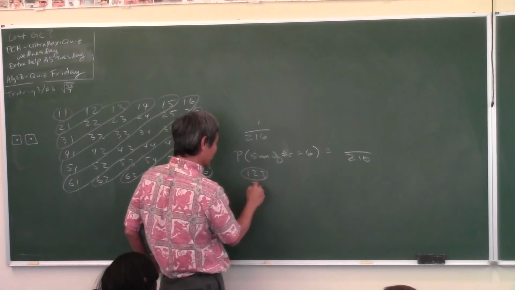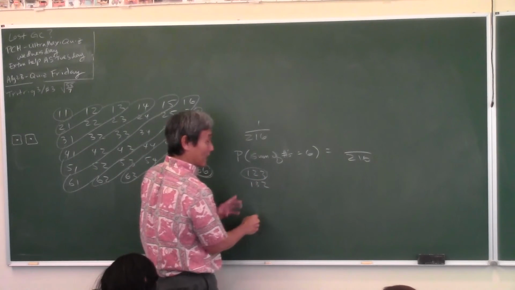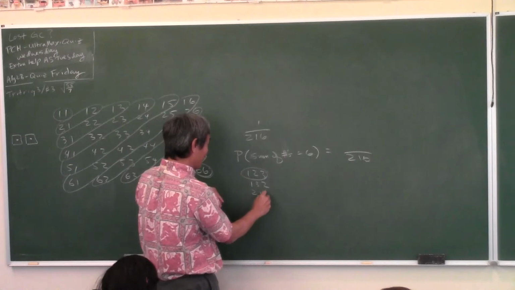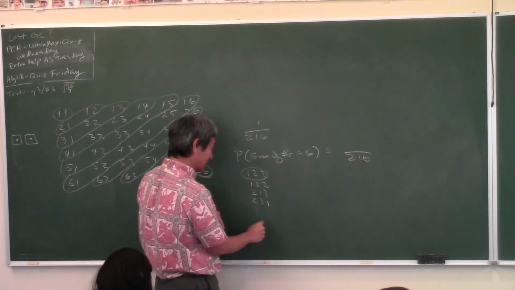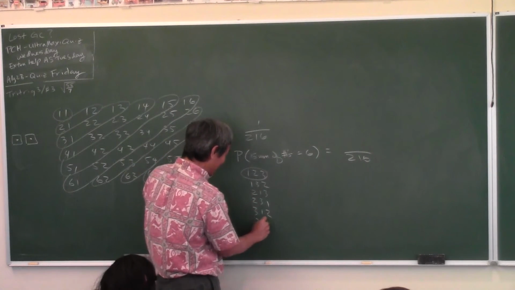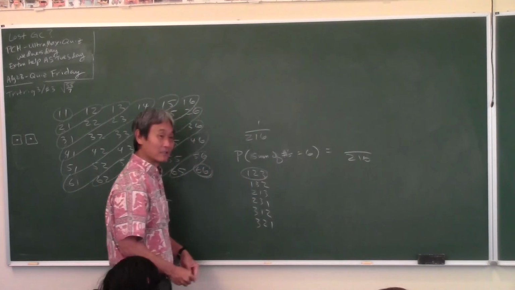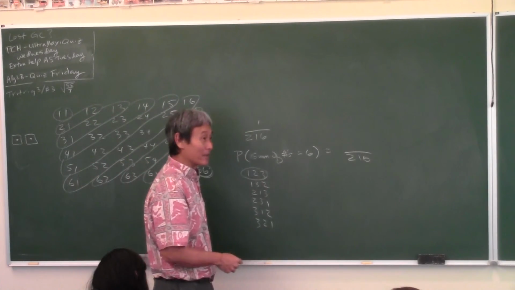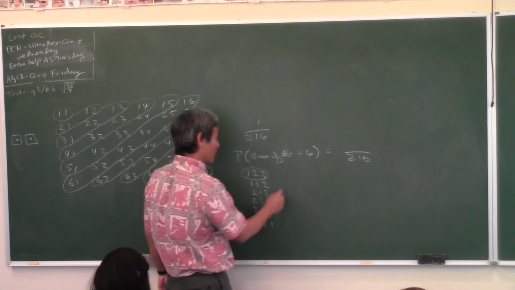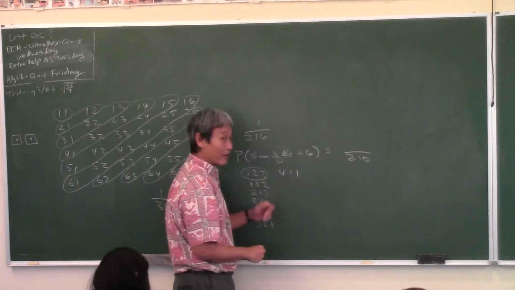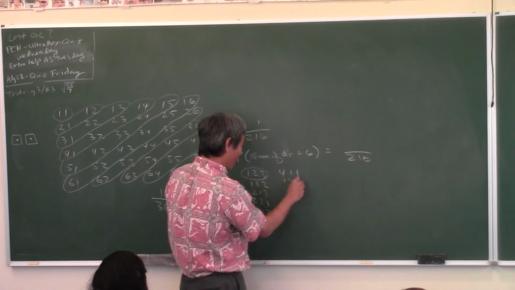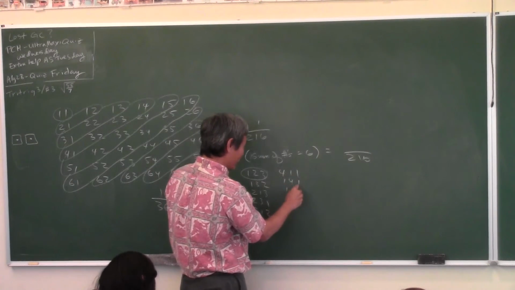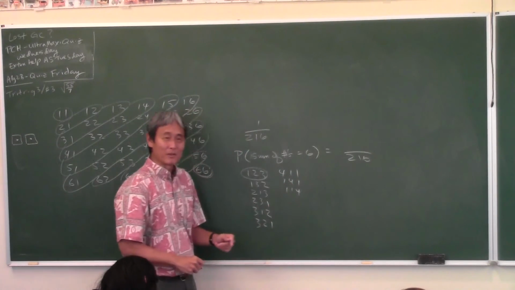Okay, 1, 2, 3, 1, 3, 2. Now I'm going to do the ones that start with 2. 2, 1, 3, 2, 3, 1. 3, 1, 2, 3, 2, 1. You get 6. Is there any other way of getting a 6? 4, 1, 1. But are there other orders? 1, 4, 1. 1, 1, 4. Is there a way I could have computed that?